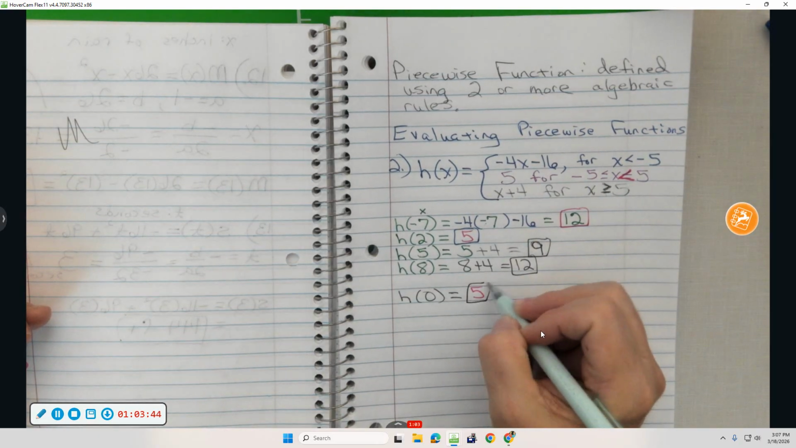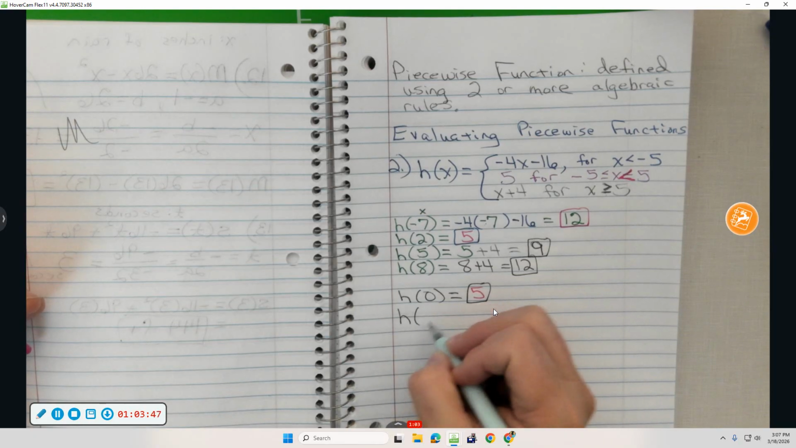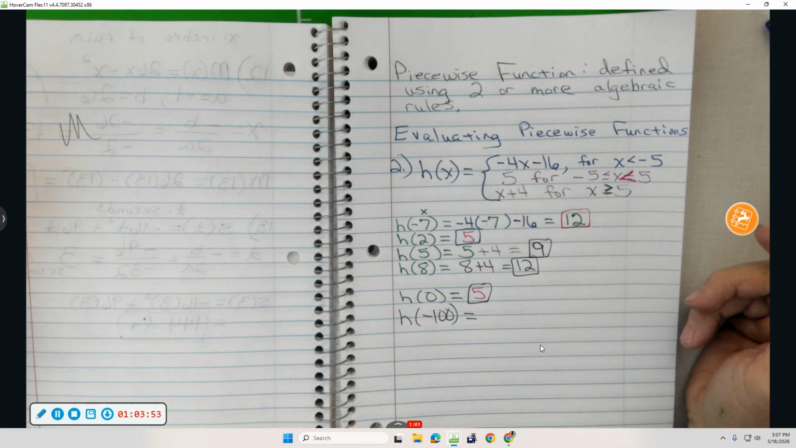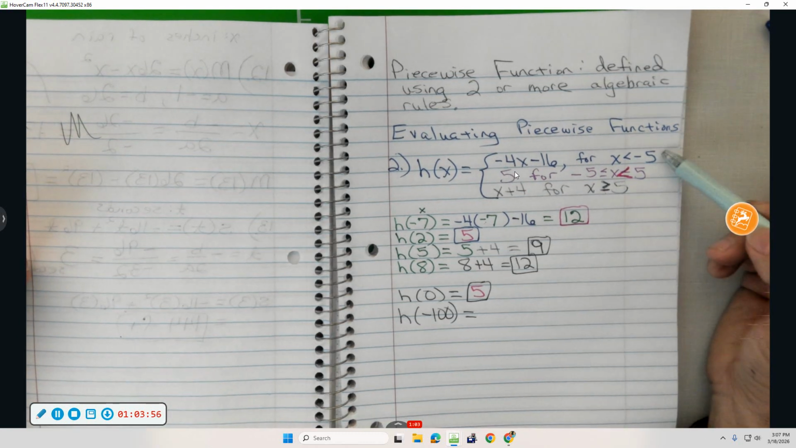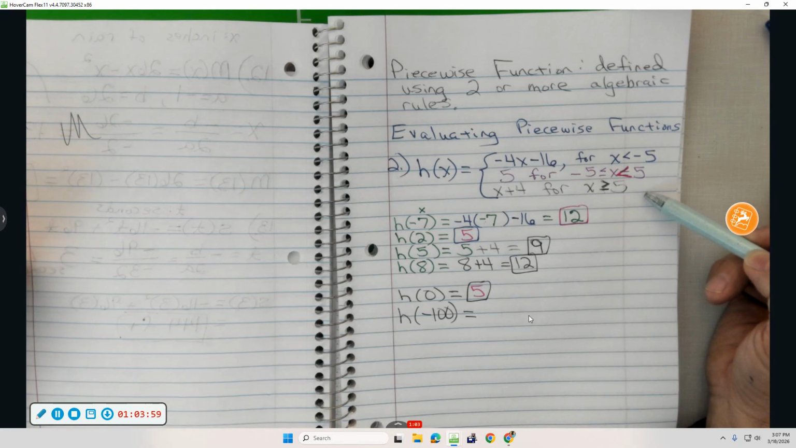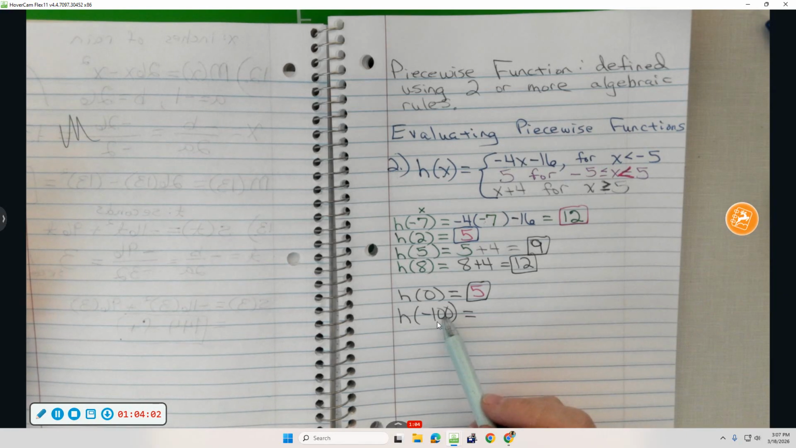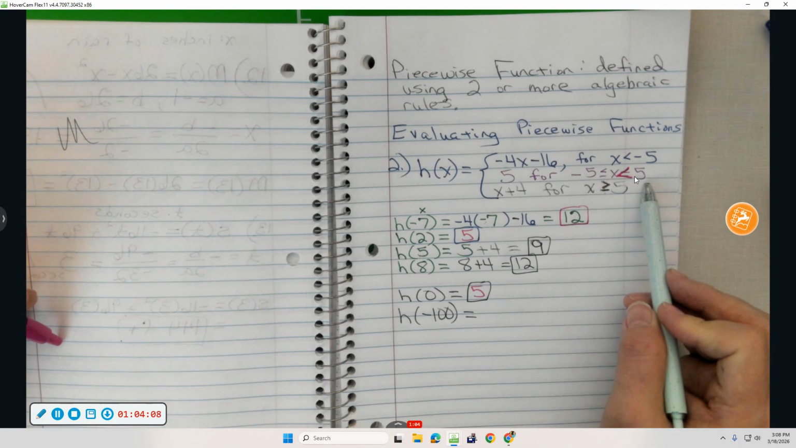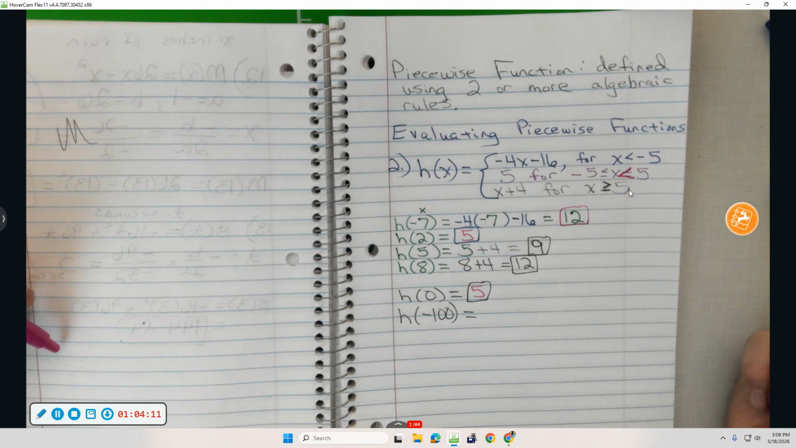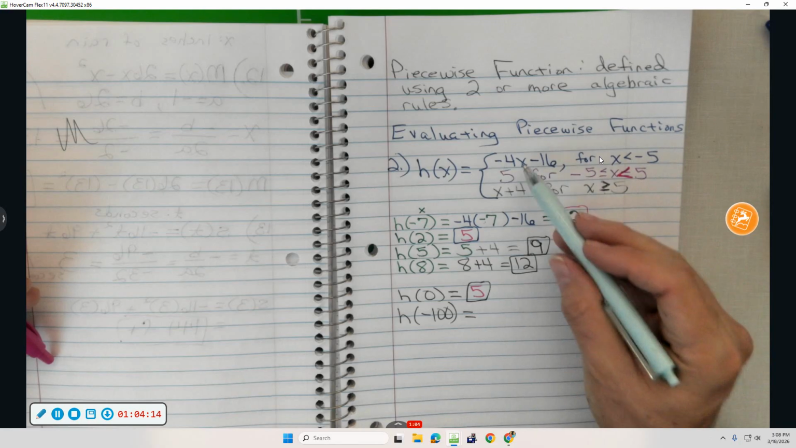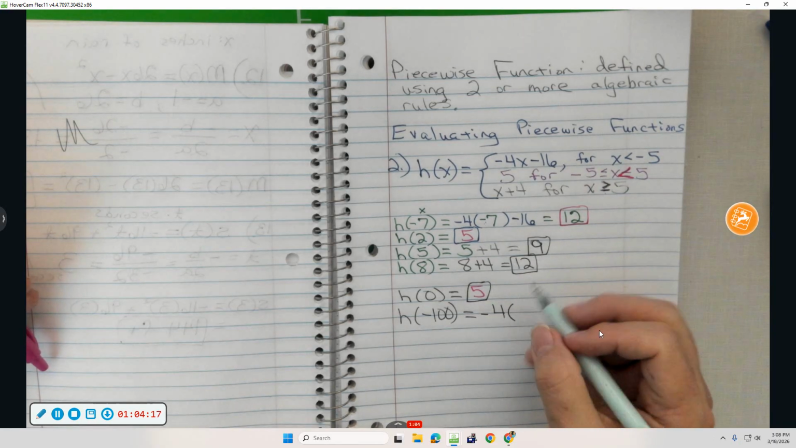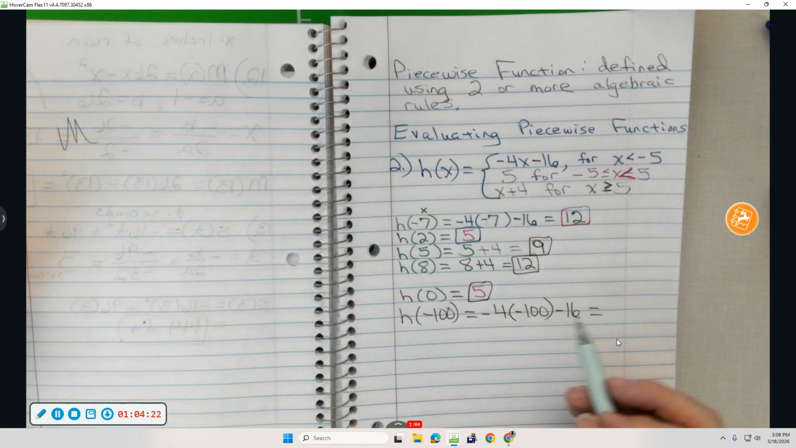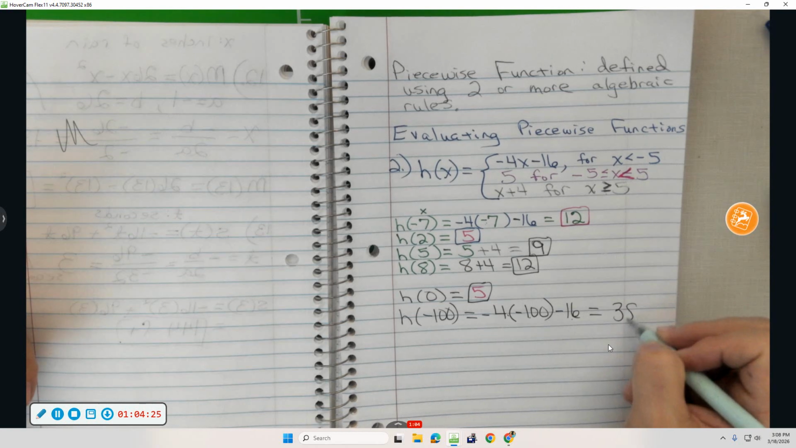h of negative 100. Okay, that's a good one. Which piece are we going to use? First, second, or third? What's my x value? Negative 100. Is negative 100 less than negative 5? Is it between negative 5 and positive 5? Or is it greater than positive 5? It's less than negative 5, so we have negative 4 times negative 100 minus 16. That's 400 minus 16. Is that 384?